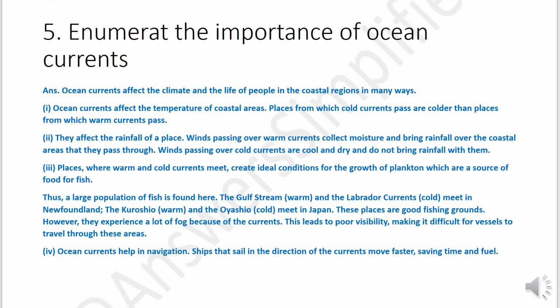Ocean currents help in navigation. Ships that sail in the direction of the currents move faster, saving time and fuel.